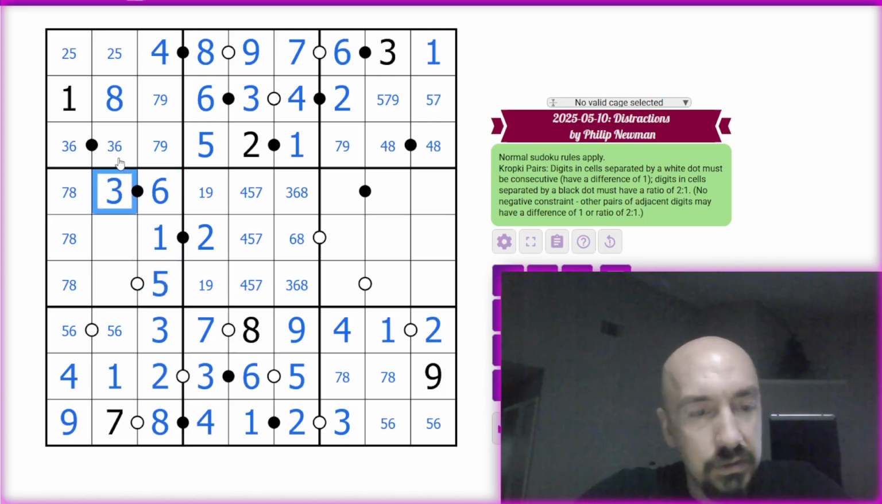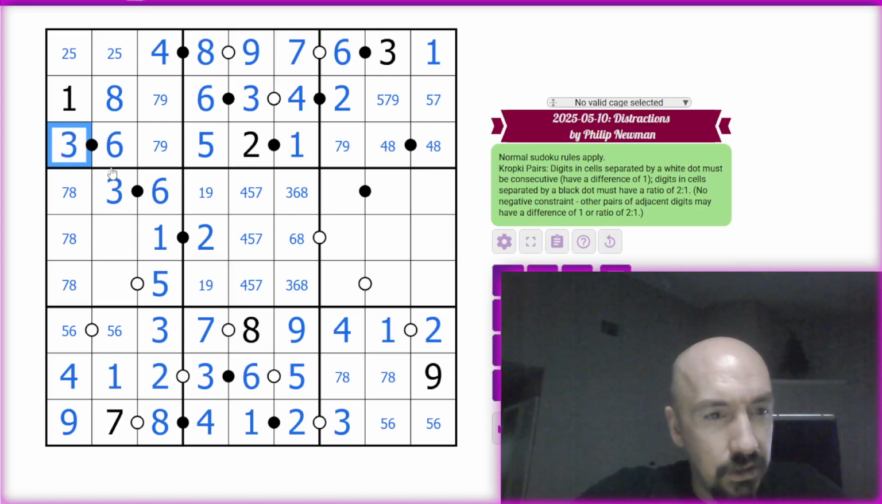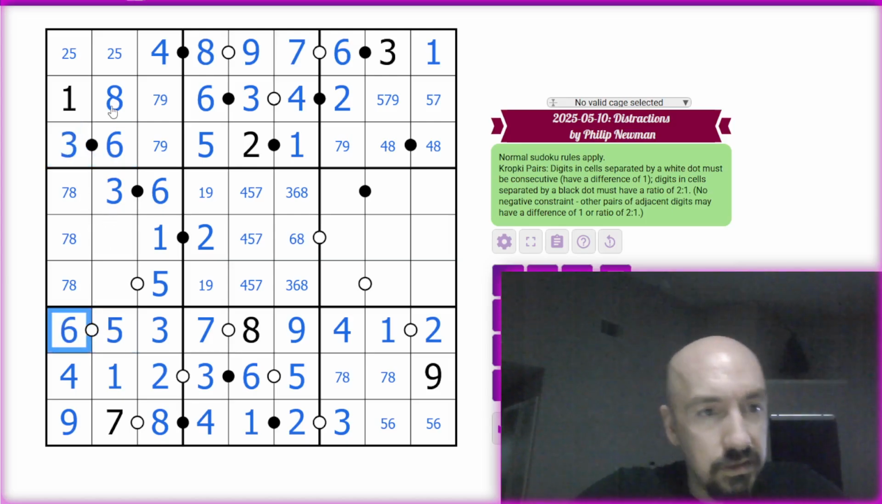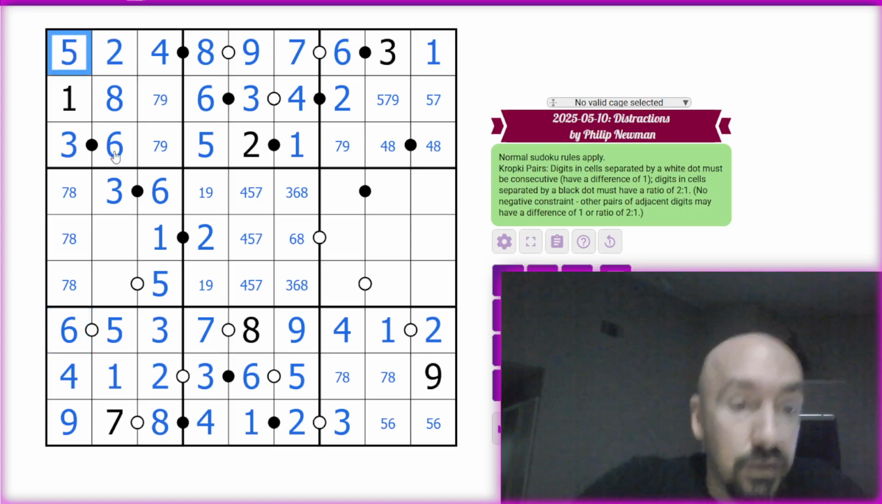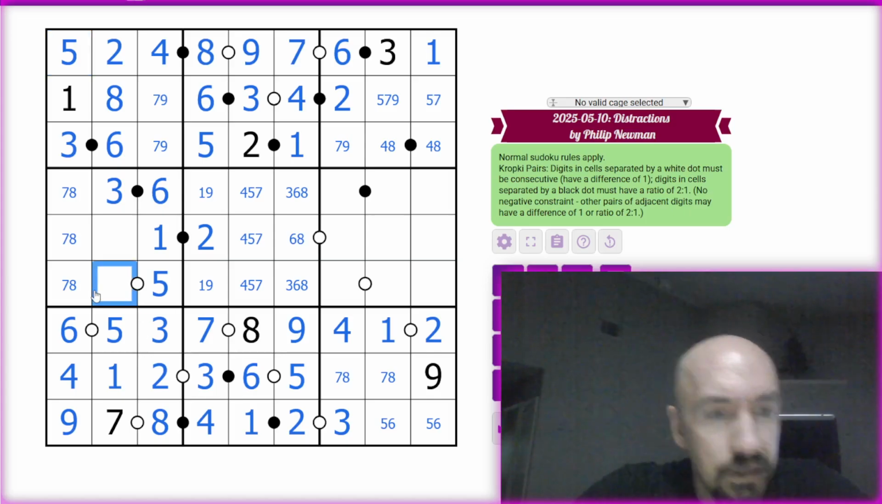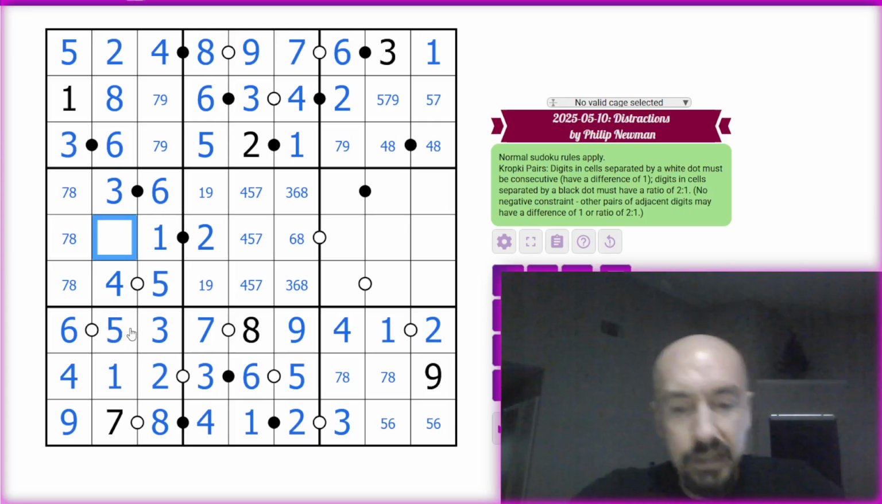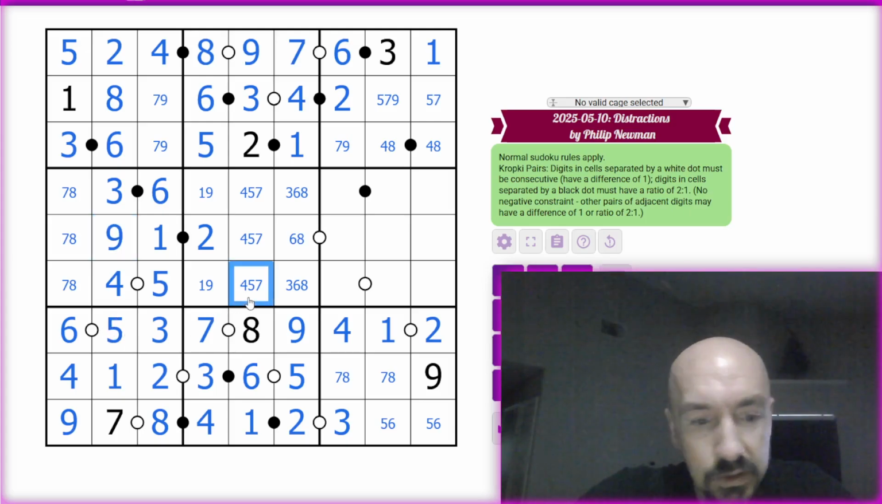That's a 3. So we have a 6 here, 3 here. That's a 6. This is a 5. That's a 6 as well. So this is a 2. That's a 5. There's some thunder out there. This is going to be a 4, which places this as a 9. Then it can remove this 4.